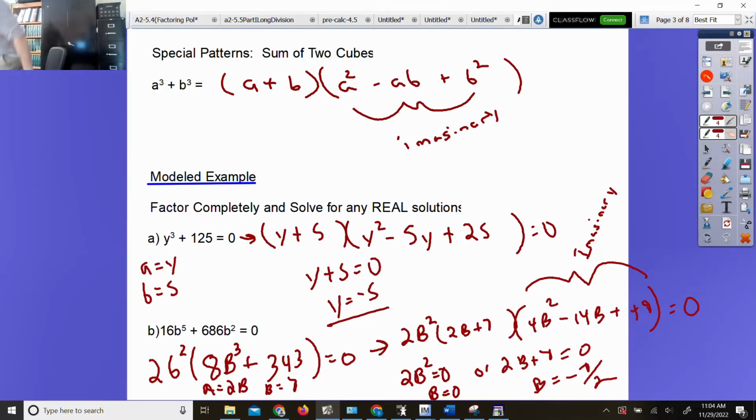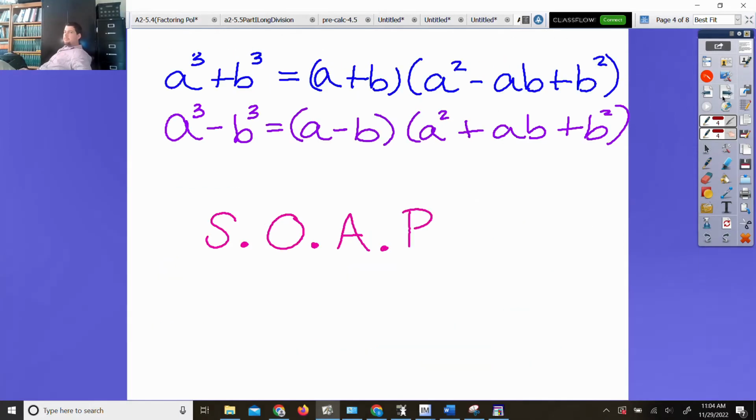The next page in your notes is an acronym. I realize that the letters alone are going to be hard for a lot of you to remember, but the acronym is to help you with signs. There's the two forms, by the way. The S stands for same.